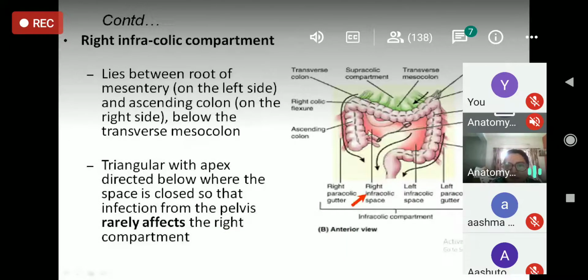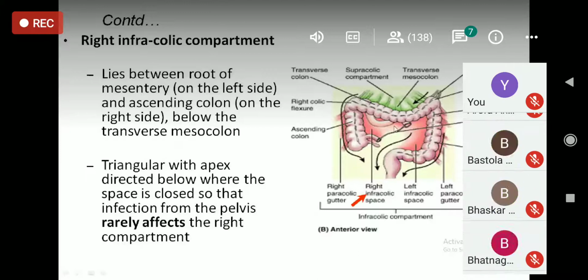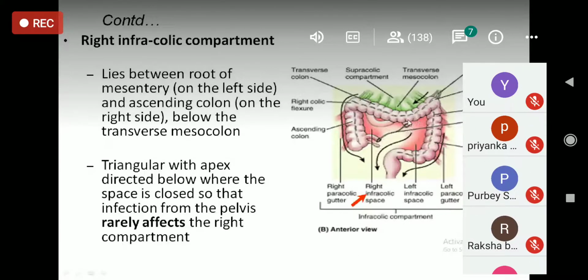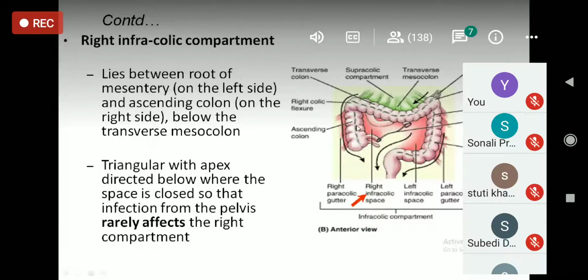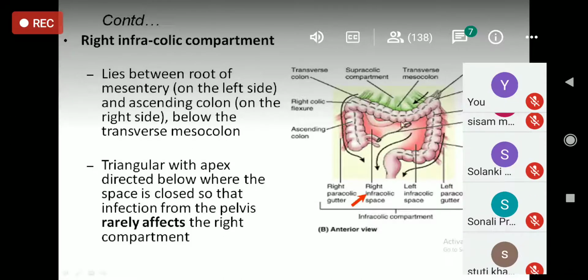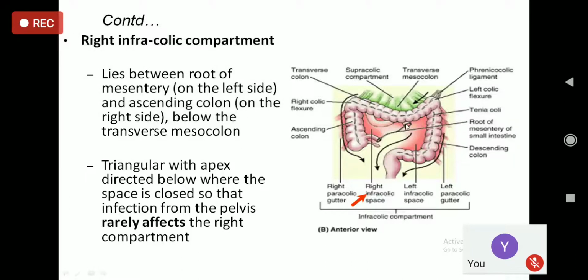So move on to the right infracolic compartment. Here we can see the right infracolic compartment, which is triangular and lies between the root of the mesentery, which is obliquely placed on the left side, and the ascending colon on the right side, below the transverse mesocolon. This triangular space is bounded by the ascending colon, transverse colon, and the root of the mesentery. So this is the right infracolic compartment, triangular with the apex directed below. Here we can easily appreciate the apex directed below.